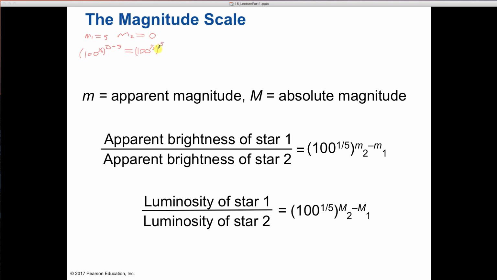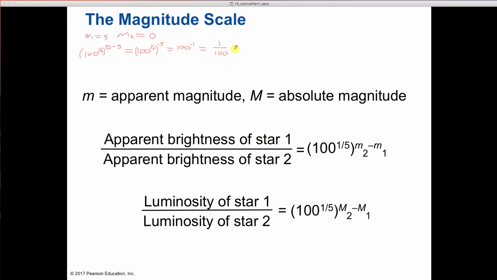So when you do some number raised to a power and then raised to another power, you just multiply these powers together. So 1/5 times minus 5. So that's going to be 100 to the 1/5 times minus 5. Well, 1/5 times minus 5 is minus 1. So that's 100 to the minus 1. 100 to the minus 1 is the same as 1 divided by 100. So 1 divided by 100. And so that's the stuff over here on the right. So that's the ratio of the apparent brightness of star 1 to the apparent brightness of star 2.